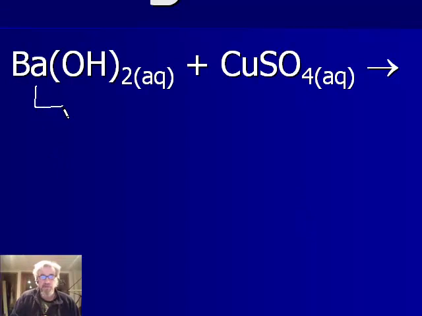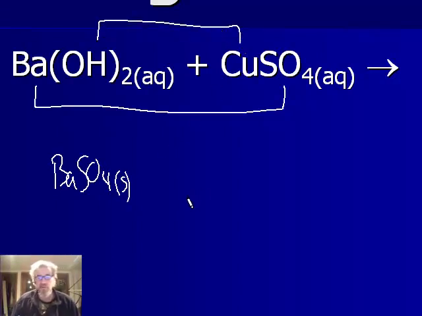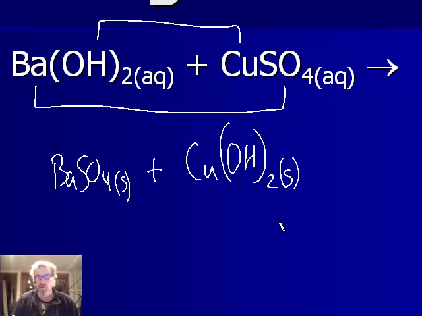Here are our pairings. If I pair barium with sulfate, I have an insoluble. Sulfate's soluble with most things, but not with barium. So barium sulfate is a solid. That's one of our products. My other combination would be copper 2 with hydroxide. Well, hydroxides are usually not soluble, except a few exceptions, and copper isn't one of them. So copper 2 hydroxide is also a solid. So in this case, we have two precipitates. Doesn't happen too often, but it happened here.